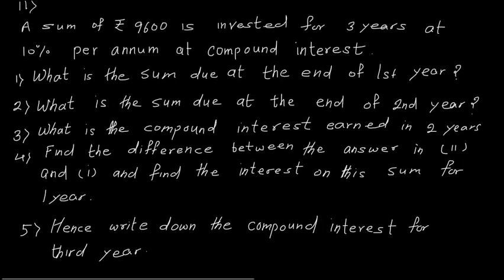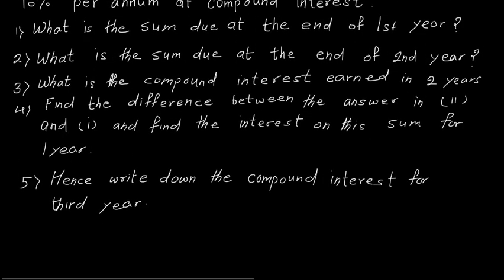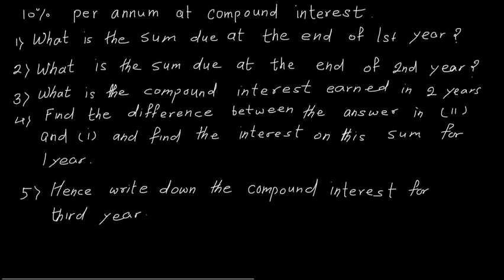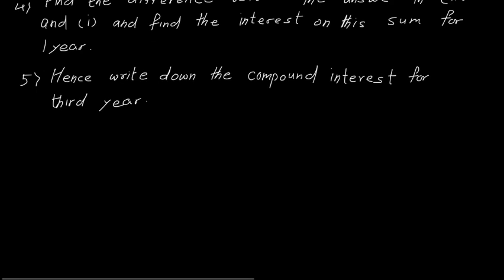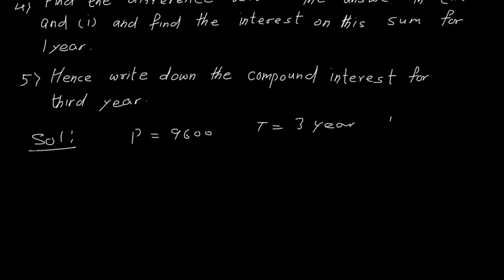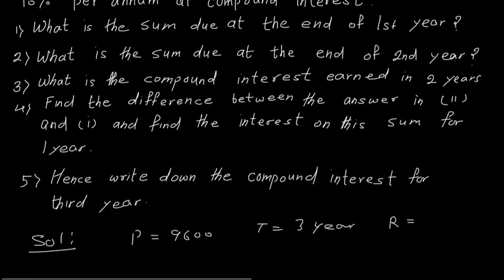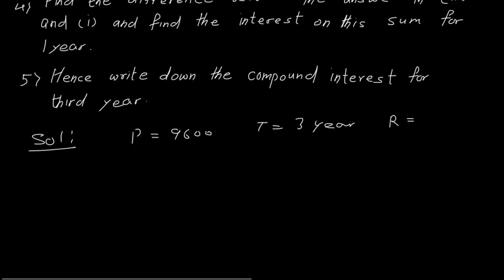Okay, so the problem they have divided in 5 different parts. So here principal is 9600. Now let us begin with the solution. Principal P is 9600. Time period is given 3 years and rate of interest is given 10%.